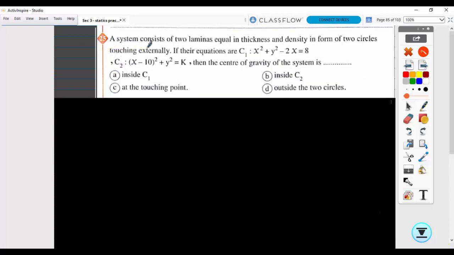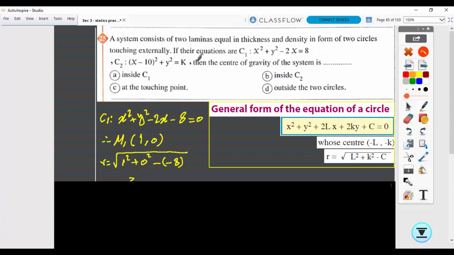Question 25. A system consists of two laminas equal in thickness and density, in the form of two circles touching externally. If their equations are C1: x squared plus y squared minus 2x equals 8, and the equation of the second circle C2: (x minus 10) all squared plus y squared equals k, then the center of gravity of the system is lying inside C1, inside C2, at the touching point, or outside the two circles.